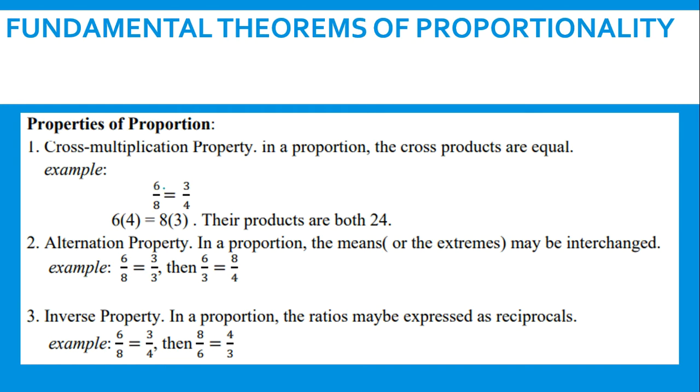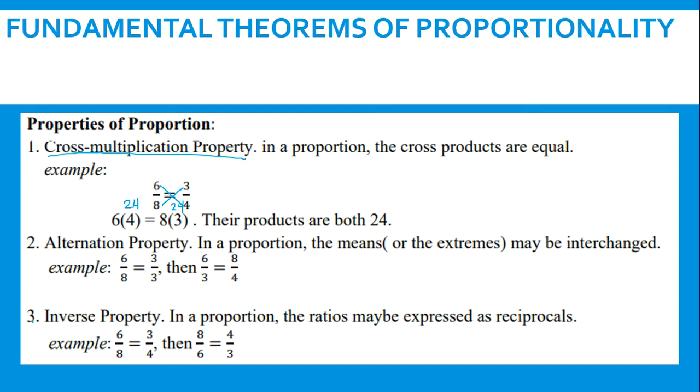So let's cross multiply, no? I-multiply ang 6 og 4, i-multiply ang 8 og 3. So mo na siya, nahimo siyang 6 times 4 equals 8 times 3. Then their products are both 24 because 6 times 4 is 24. 8 times 3 is also 24. So that is the property number 1. That is what we call the cross multiplication property.